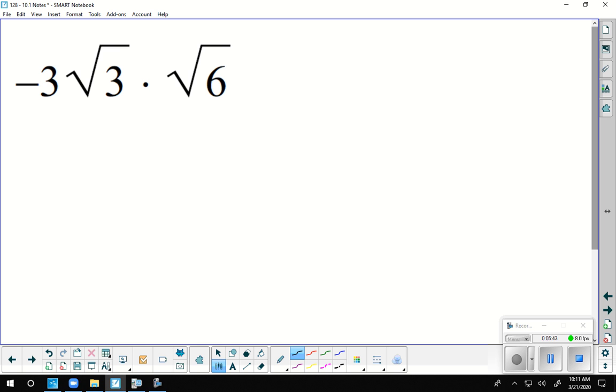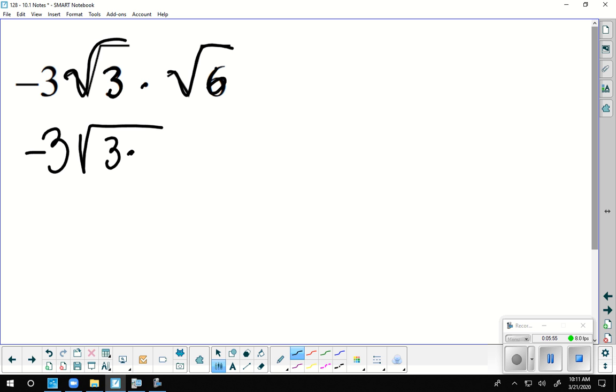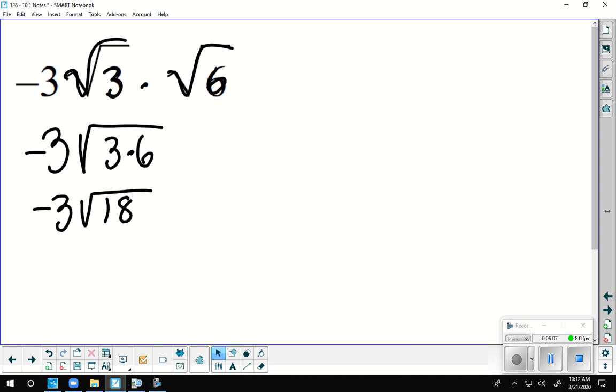Now, what if we have this number, the negative 3, on the outside? We can keep the negative 3 on the outside, and then we can take the square root of 3 times the square root of 6 and just put the 3 times the 6 under the same radical. So we have the negative 3 on the outside times the square root of 18. Now, 18 is not fully simplified because there's a perfect square factor that goes into 18.